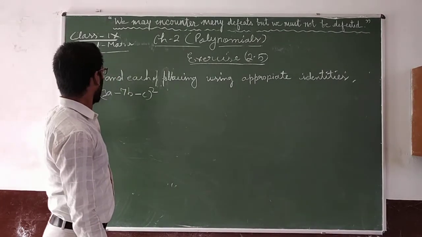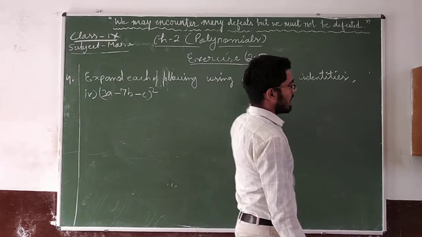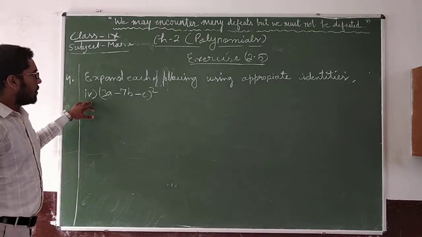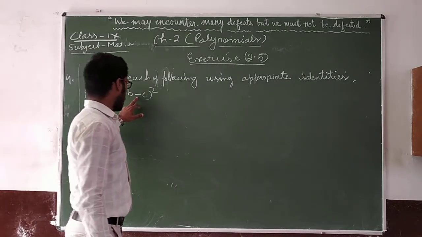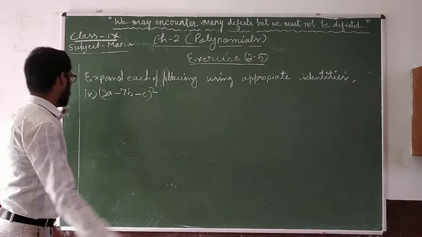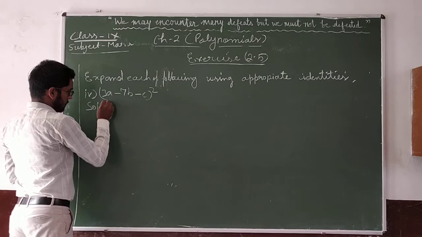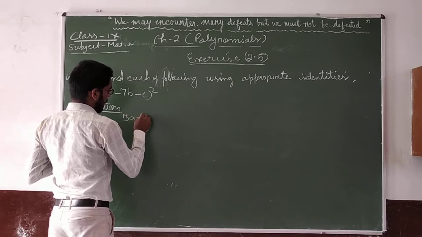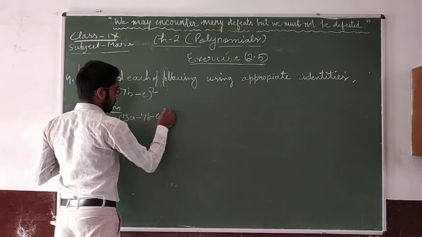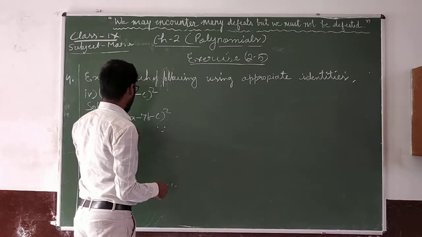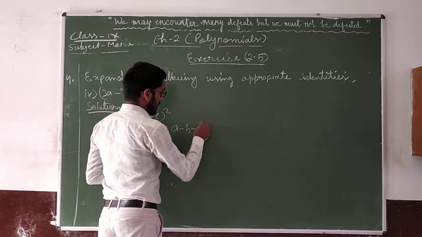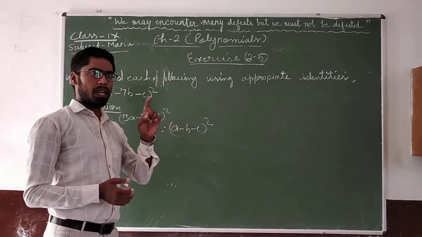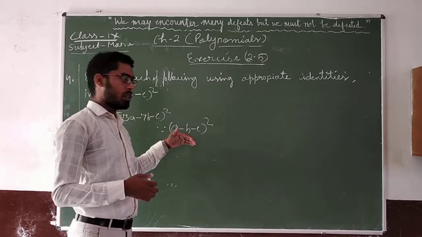Question number 4. Expand each of the following using suitable identities, or appropriate identities, whatever, because these are synonyms. Part number 4: 3a minus 7b minus c to the whole square. Okay, so first start the solution. 3a minus 7b minus c to the whole square. Write your identity here first. The identity is a minus b minus c to the whole square. I am expanding it with the help of the a plus b plus c to the whole square identity.